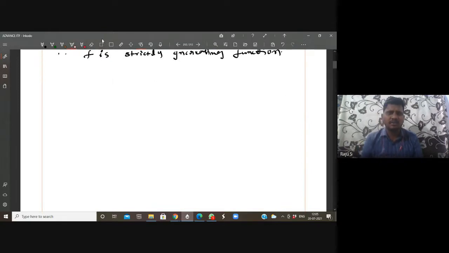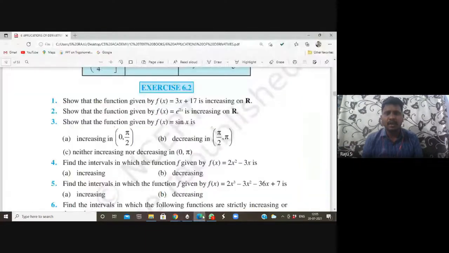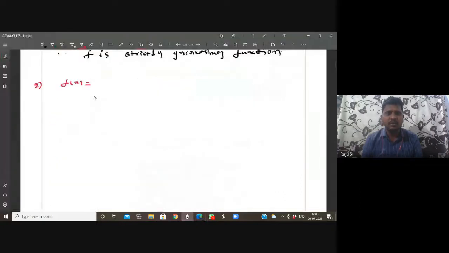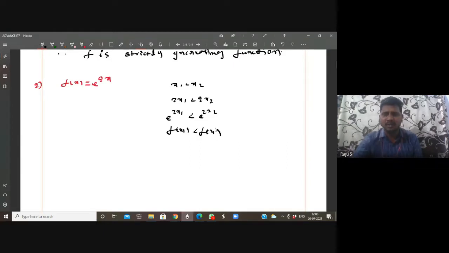And next, second question. What about the second one? F of x value is given as e power 2x. This you can do directly. First you can take x1 is lesser than x2, and 2x1 is lesser than 2x2, and e power 2x1 is lesser than e power 2x2. Like that you can take. This is nothing but f of x1 lesser than f of x2. Like that you have to write. This second one is homework.